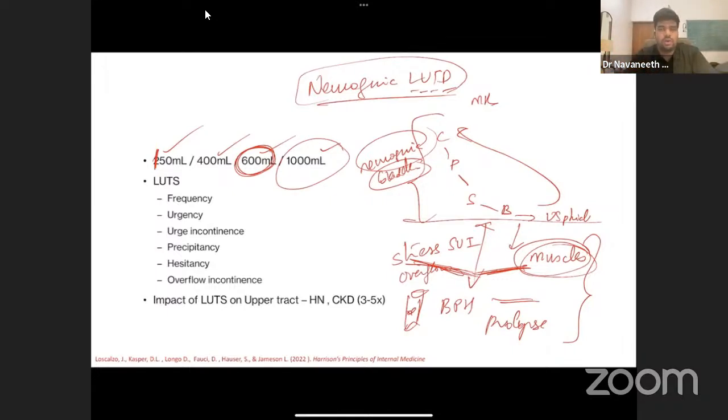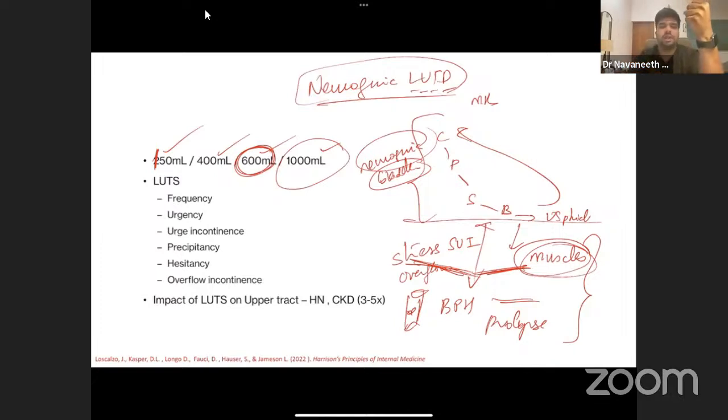Next one is overflow incontinence. Overflow incontinence is basically when the bladder is now flaccid, like in an LMN lesion. The bladder is flaccid, it expands a lot. It's not able to micturate. It's expanding, going above 800, 1.2 liters and all, but it's not able to micturate, either because the detrusor is not contracting or the internal sphincter is not opening. So either there is a detrusor problem or a sphincter problem or both. There is an incoordination between the detrusor and the sphincter.